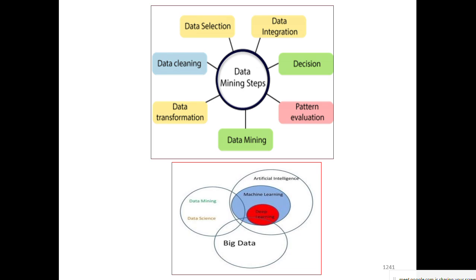We have big data, machine learning, and data mining in combination. These are one set: artificial intelligence, machine learning, and deep learning. Big data is a separate domain. Data mining and data science come to one domain.